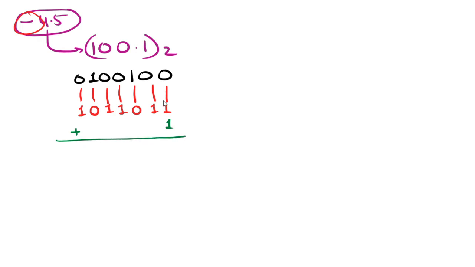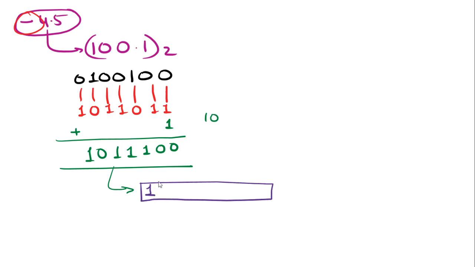Now 1 plus 1 is 2, which is 1 0, 0 goes here, 1 goes here, 1 plus 1 is 2, again 1 goes here. The remaining bits stay the same. Now this value goes to the register, with 1 included in the sign bit: 1 0 1 1 1 0 0. So this will represent minus 4.5.